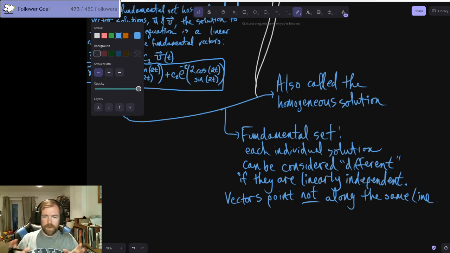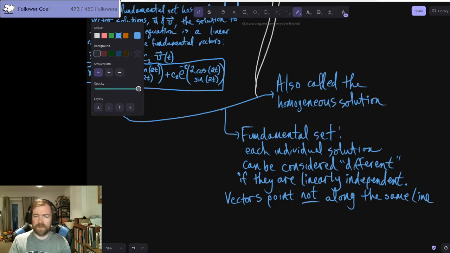Right. So that's one of our major points, is that in order to get our fundamental set, in order to be linearly independent, those vectors cannot point along the same line. So they can't be, in effect, linear combinations of any of the other vectors that we see. In the case of what we have here, a 2x2 system, where our transformation matrix is a 2x2 matrix, we're going to have two linearly independent solutions. If this is a 3x3, then we need three linearly independent solutions, and so on and so forth.